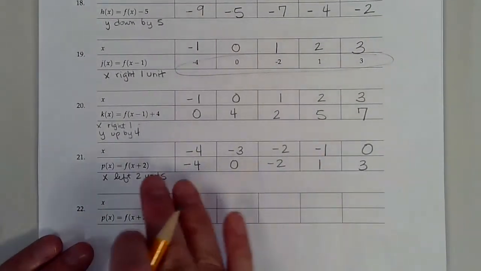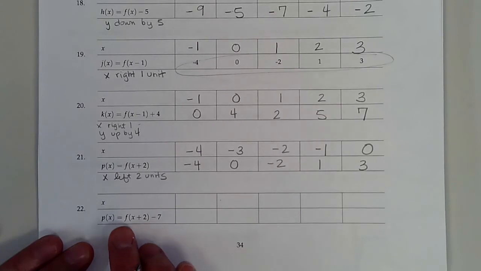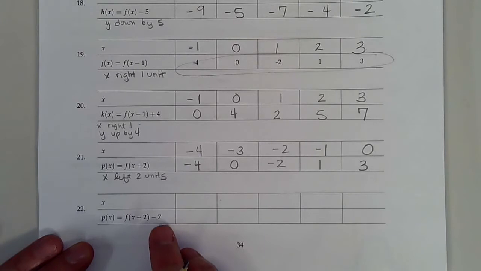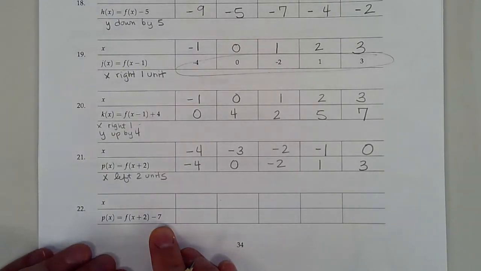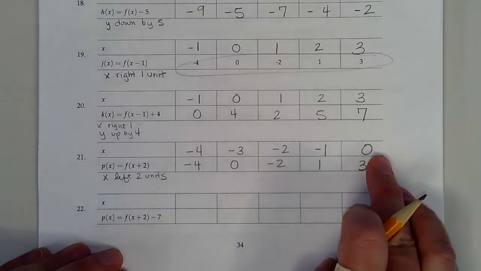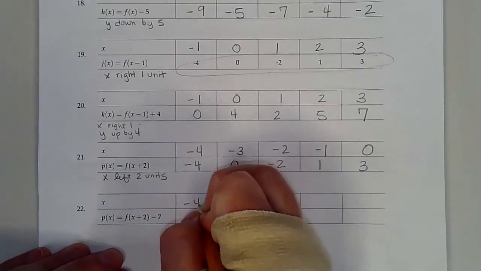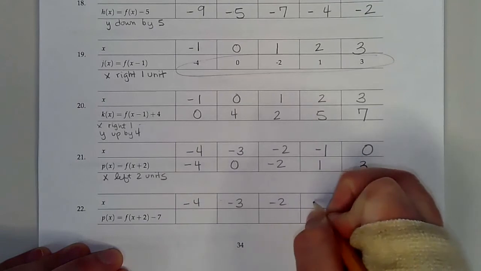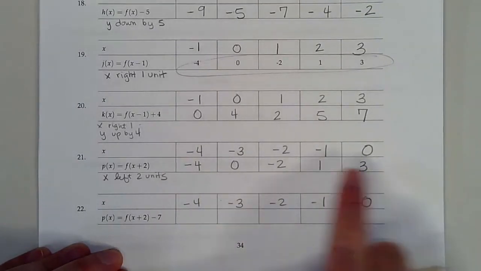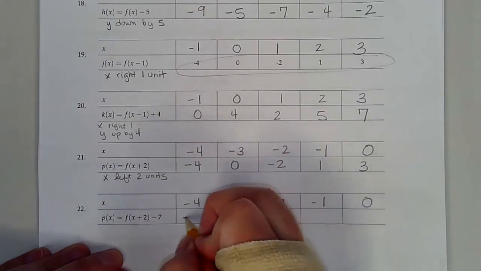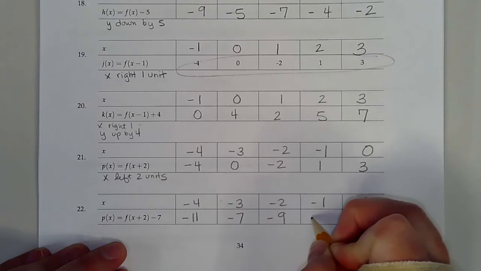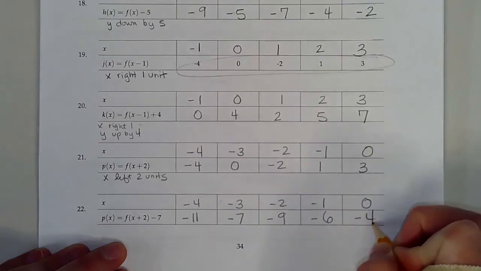And then 22, so I have f of the quantity x plus 2, so it's got that same shift as before, but now my y value needs to change. So I need to subtract 7 off of those y values. I'll start by writing my x values in since we found those previously. Okay, and then for each of these y values, I'm going to subtract 7. So negative 4 minus 7 gives me a negative 11, a negative 7, a negative 9, a negative 6, and a negative 4.